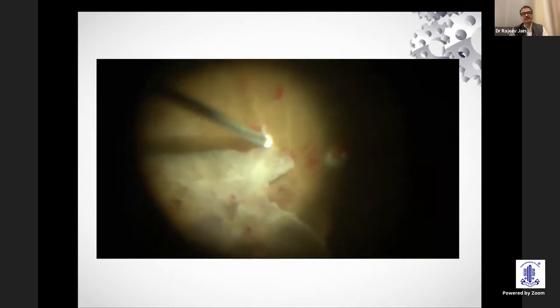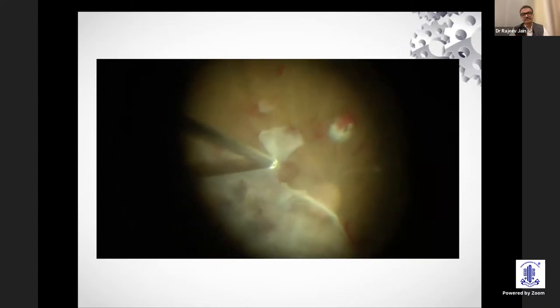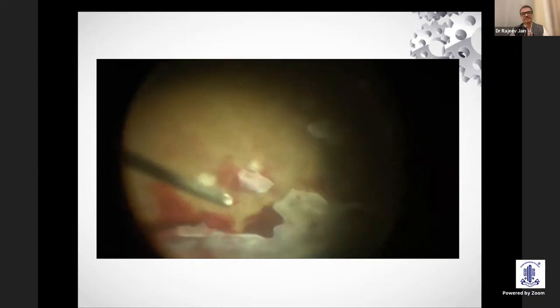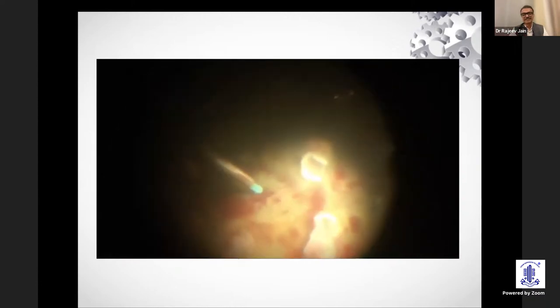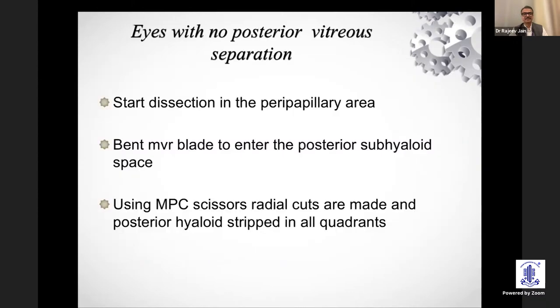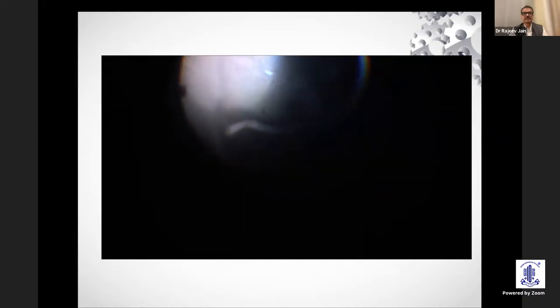I somehow am not able to control this because all of you are much senior and much better surgeons than me. I was thinking I'll show lesser of the surgeries. I'll just quickly forward them. I'll just skip this part.